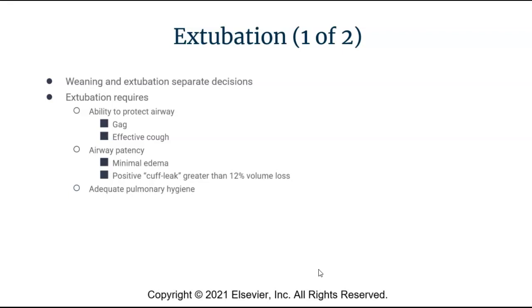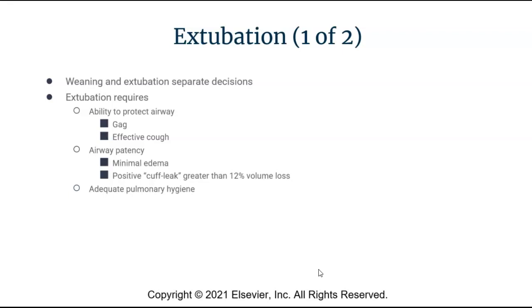So we want to make sure that we're providing adequate humidification to our patient. We're going to carefully suction our patient. We might want to consider tracheotomy tubes. We might want to consider all of those things to help facilitate weaning our patient from vent support.